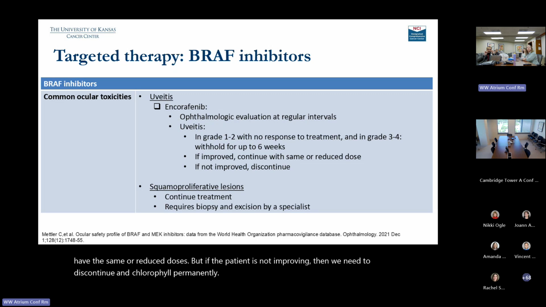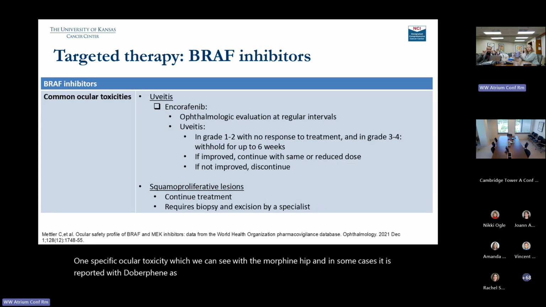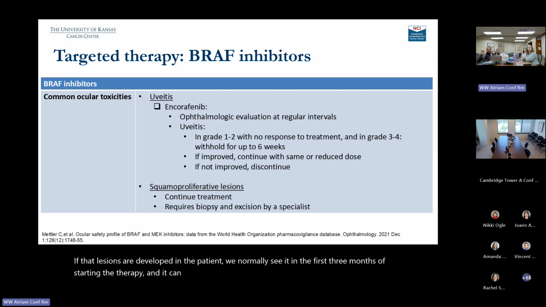One specific ocular toxicity which we can see with vemurafenib, and in some cases reported with dabrafenib as well, is squamoproliferative lesions, where we may see a squamous cell carcinoma develop in the patient. We normally see these lesions in the first 3 months of starting therapy, and they can happen in sun-protected sites of the eye as well. If that happens, we can continue the medication without adjustments.